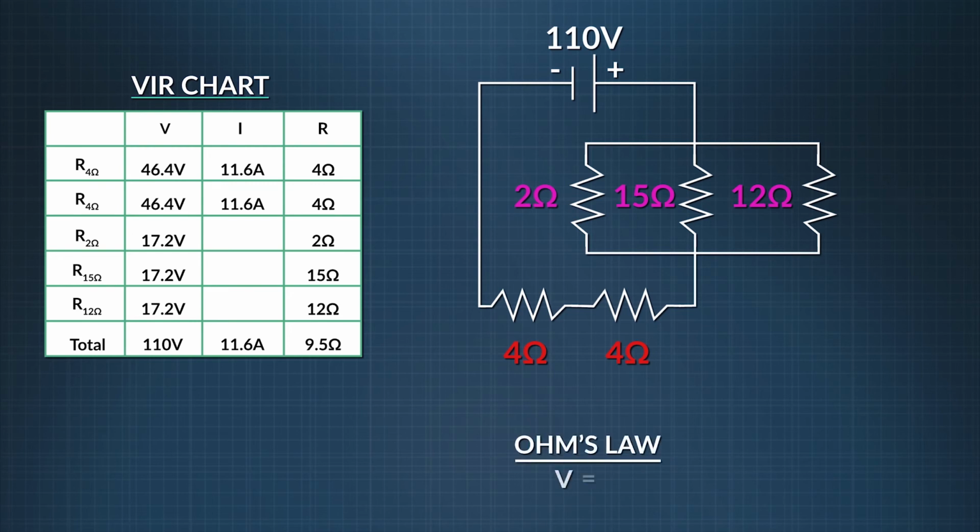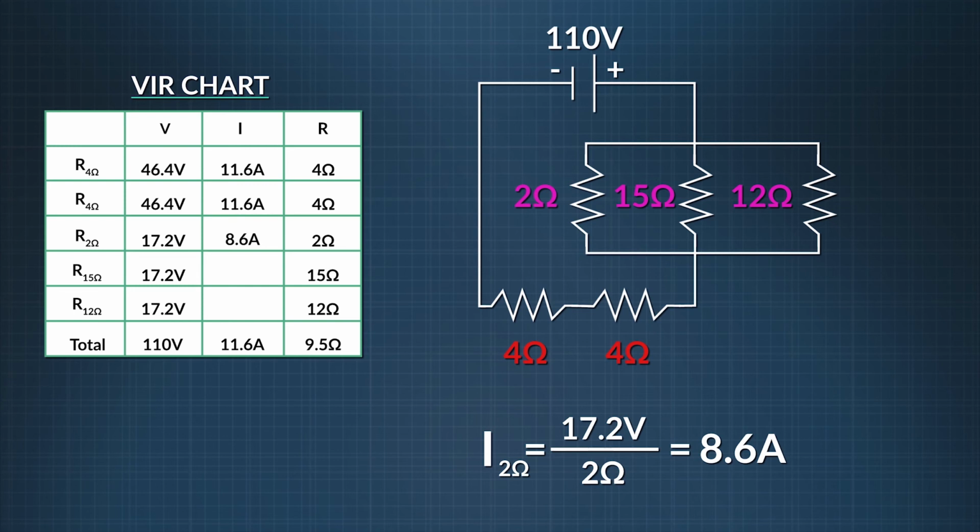We now know 2 out of 3 variables in these rows, so we can solve for current again using Ohm's law. Let's rearrange the Ohm's law equation again. So current is equal to the voltage divided by resistance. And we find the current for our 2 ohm resistor is 17.2 volts divided by 2 ohms, which is 8.6 amps. For the 15 ohm resistor, it's 17.2 volts divided by 15 ohms, which is 1.2 amps. For the 12 ohm resistor, it's 17.2 volts divided by 12 ohms, or 1.4 amps.